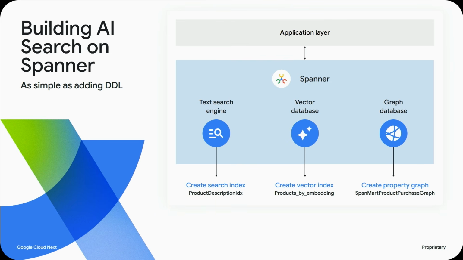Spanner makes it very simple. In Spanner, you can have all of this functionality by just using DDL. You can define a text index, a vector index, and a graph. For the two indexes, text and vector, we'll automatically create the index for you, backfill it, and keep it transactionally consistent. So as your data gets updated, you'll see the results instantly, like Alexander mentioned.